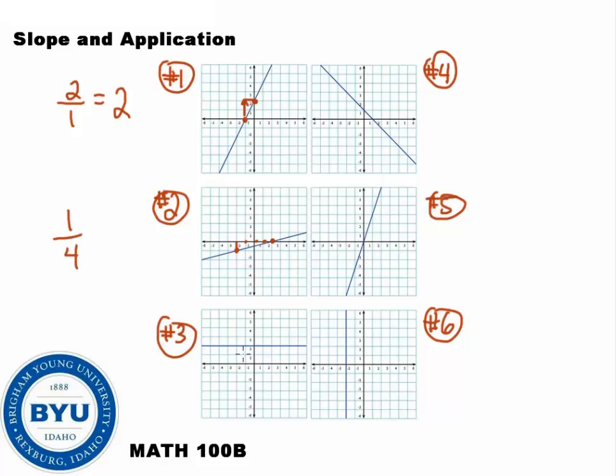Okay, number 3. Ooh, horizontal line. Horizontal lines always have slope of 0. So don't forget that. Horizontal lines always have a slope of 0. Number 4. Let's pick out a point here.